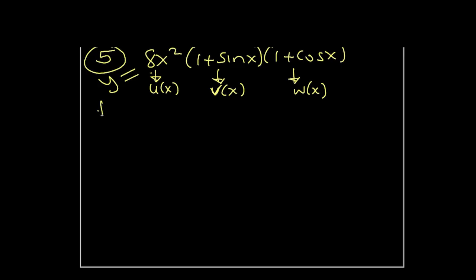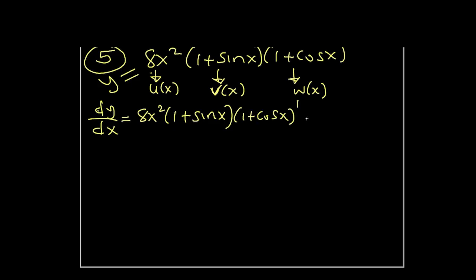My differential coefficient dy/dx will be equal to what? I'm going to take the first item constant. That's 8x squared times 1 plus sin x. Take that one constant and differentiate the third one. Then plus the second one. Don't forget, we are differentiating this one. You can only differentiate this one. You now keep it constant.